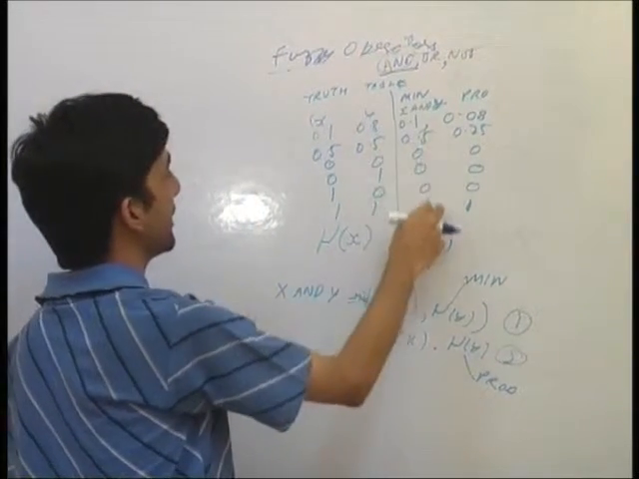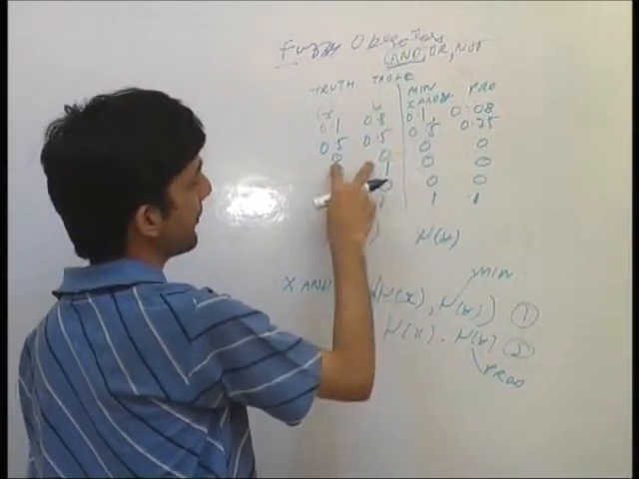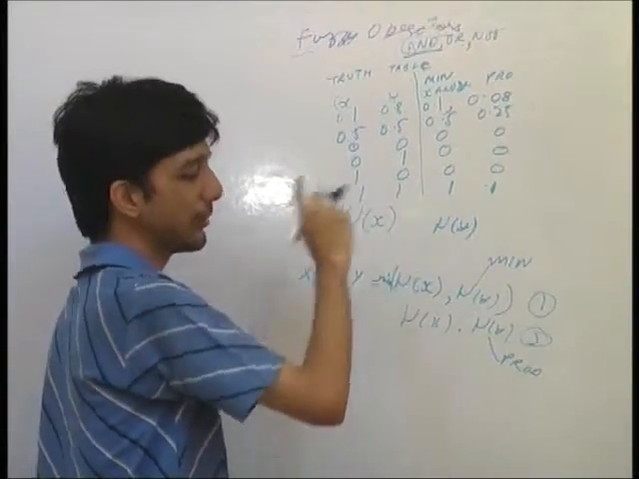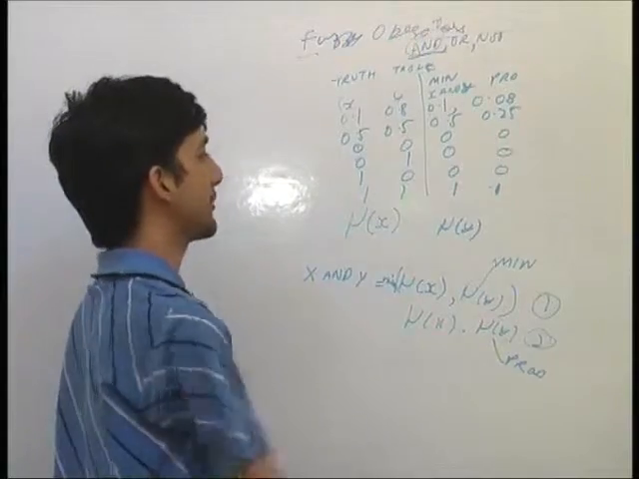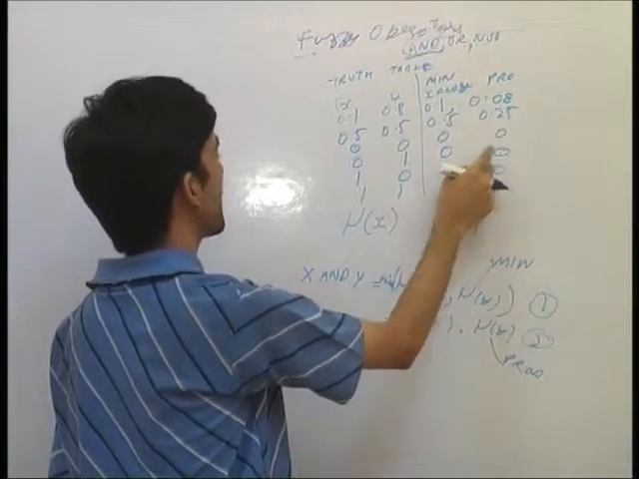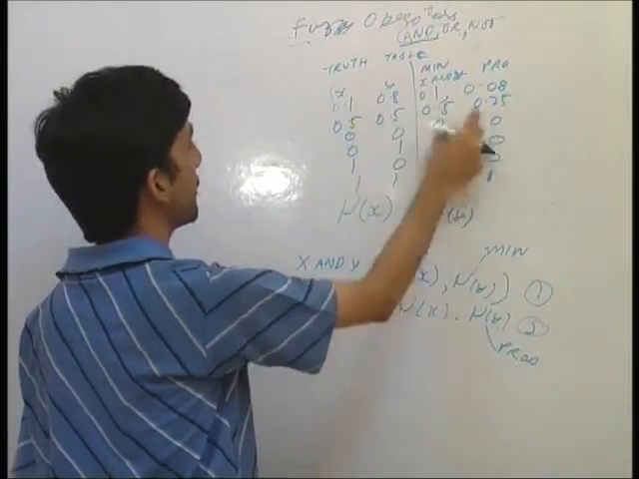Now this is the minimum. Minimum of 0.5, 0.5 is 0.5. 0, 0 is 0; 0, 1 is 0; 1, 0 minimum is 0; and 1, 1: minimum of 1 and 1 is 1. And this is the product: 1 into 1 is 1; 1 into 0 is 0; 0 into 1 is 0; 0 into 0 is 0; and 0.5 into 0.5 is 0.25.